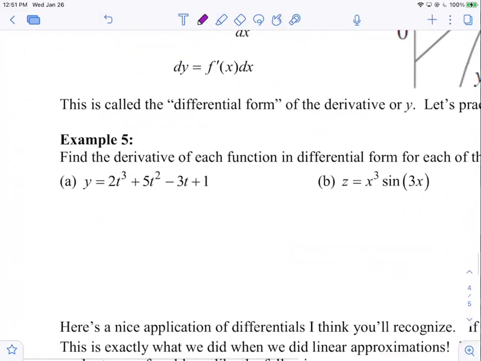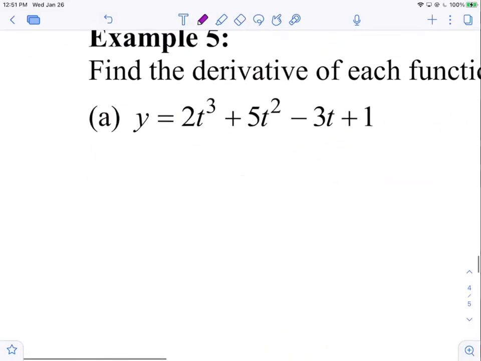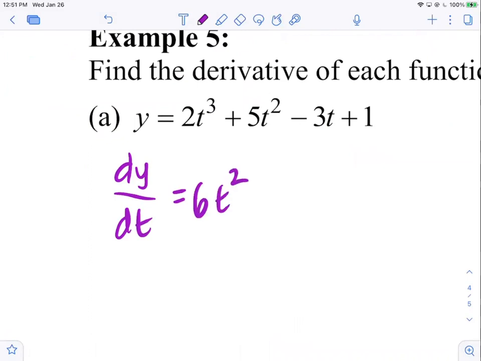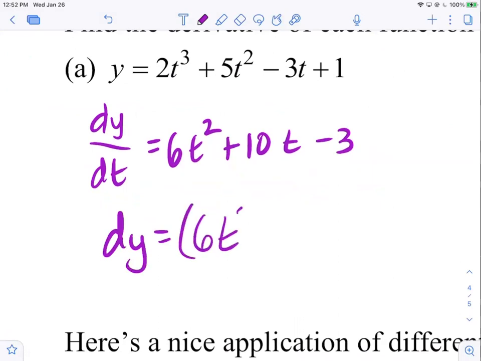Let's do example 5. What this is called is differential form. So find the derivative of each function in differential form. So look how easy it is. I'm going to take the derivative of y with respect to t. That's what I would normally write, yeah? And it's going to be 6t squared plus 10t minus 3. There you go. But if I want it in differential form, I multiply both sides by the independent variable's differential. So now it would be the quantity 6t squared plus 10t minus 3 times dt. That's just differential form. Okay.